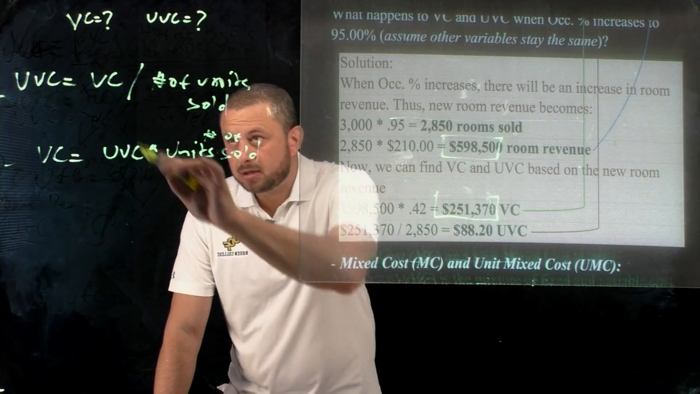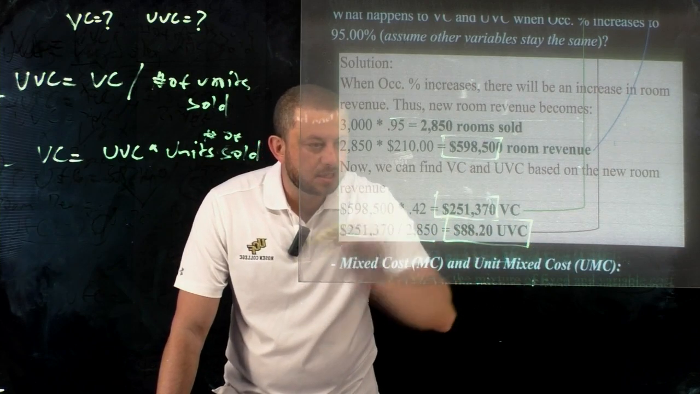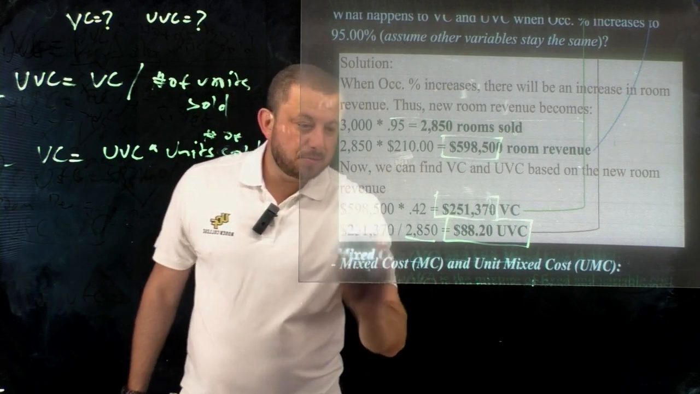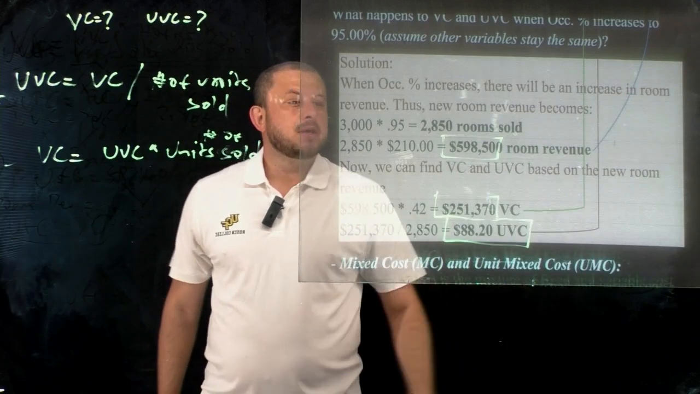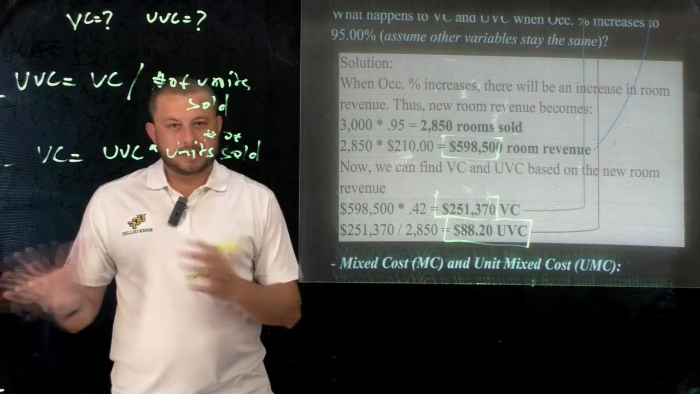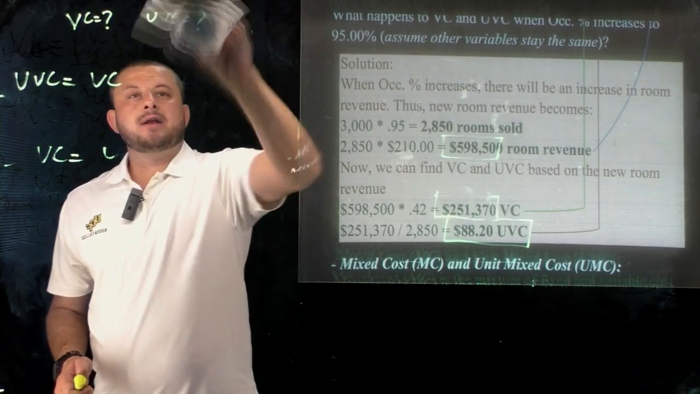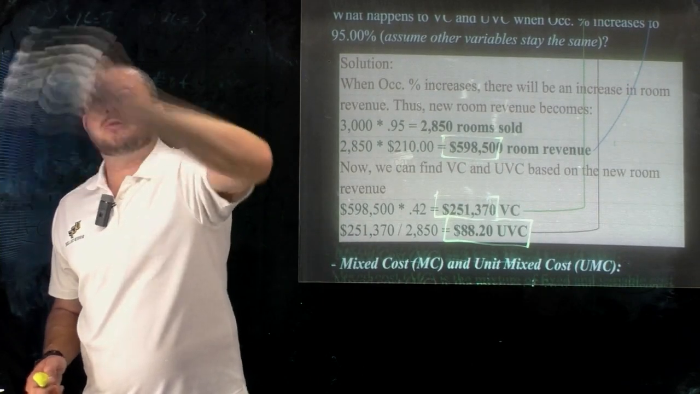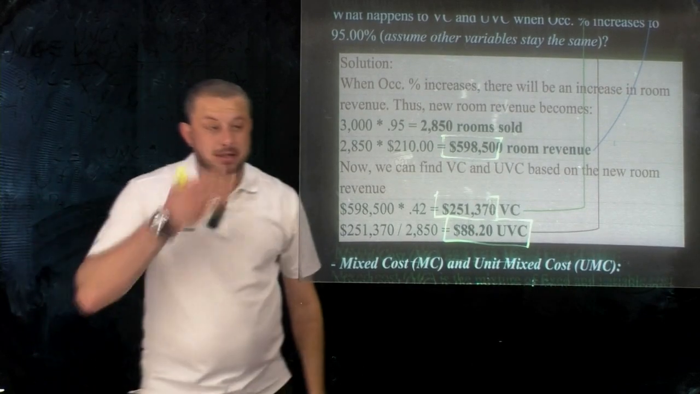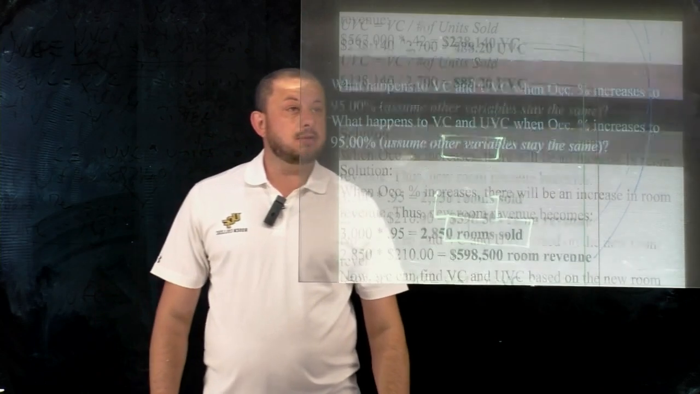All I have to do, I'm going to utilize this equation right here, VC over number of units sold, and 88.20 will be my UVC. Guys, my question to you right now. Do you see anything when you take a look at the differences between those two different solutions? One with 90%, where we solved for UVC and VC, and the other one based on 95%, where we solved for VC and UVC based on those conditions. Take a look.